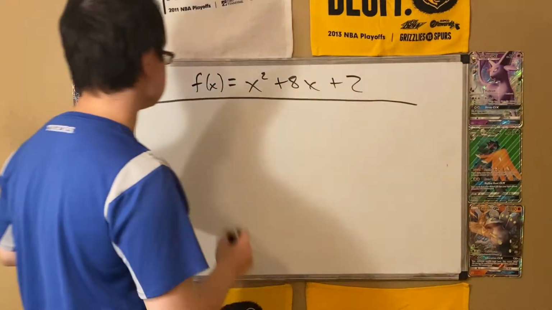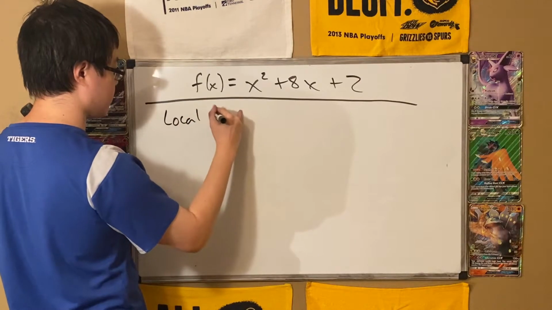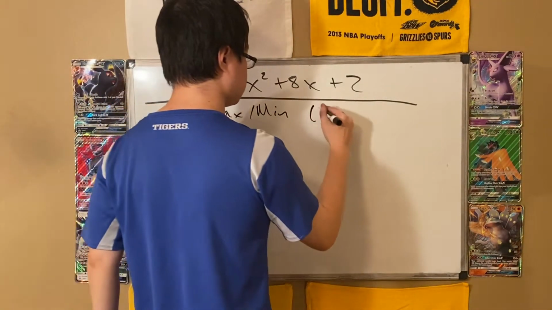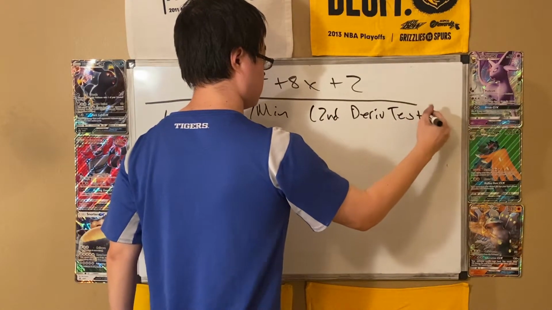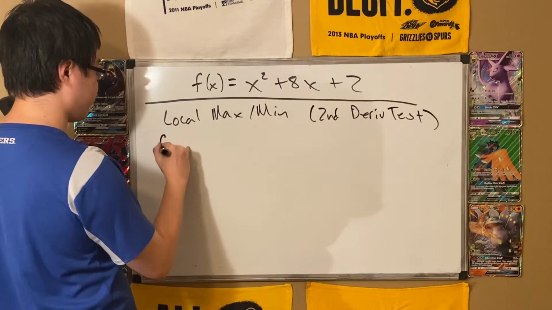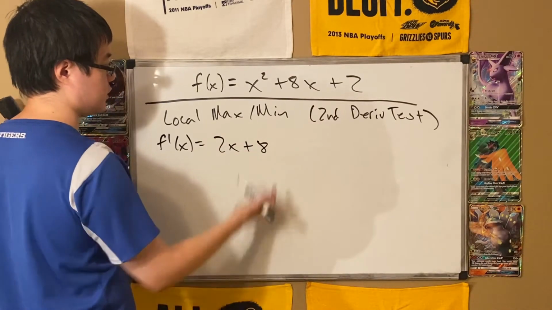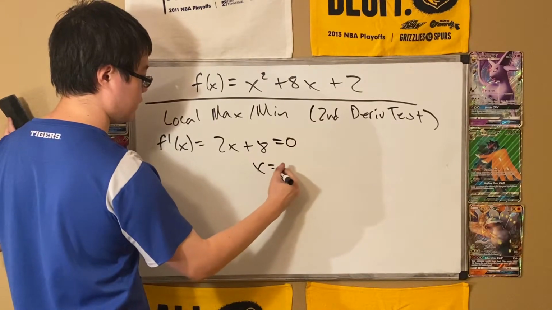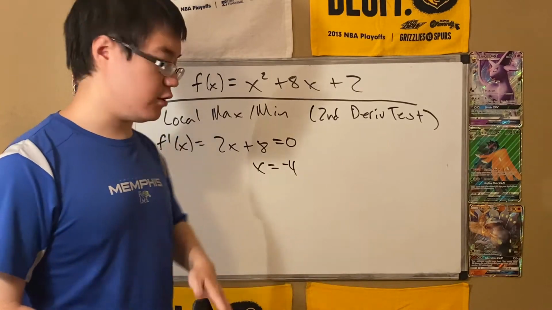So let's talk about it here. Again, the first thing to do on the second derivative test: we're going to try to find the local max or min using the second derivative test. First, take the first derivative, 2x plus 8, just using the power rule, set it equal to 0 and solve. So in this case, x is equal to negative 4. We're going to need this, and we're going to plug it into the second derivative.